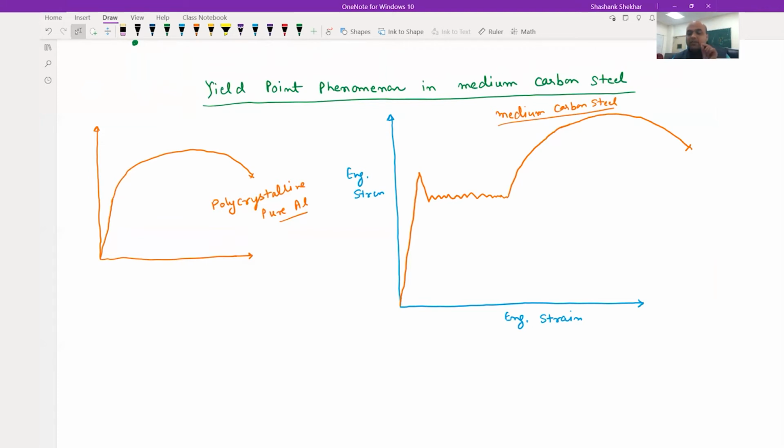And this is happening because steel has carbon and nitrogen atoms as interstitial atoms, and they are sitting at the core of the dislocation, especially when you have annealed. So you can see a maximum point here, and this corresponds to, let me change the color, the upper yield point. This particular point is called the lower yield point.